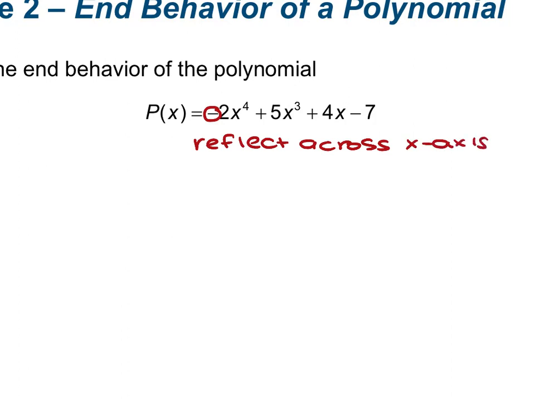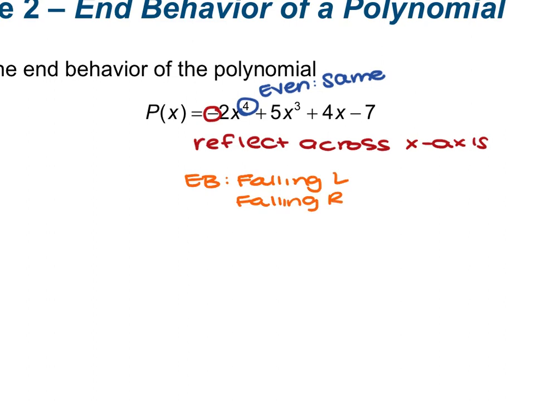From there, look at the highest power that you have there. The degree of this polynomial tells you what type of polynomial or line you're going to have on that coordinate plane. Your highest degree is 4, so it's even. Our end behavior is going to be the same, so we're either both going to be rising or both going to be falling. What happens when you reflect? It opens down, so we're both going to be falling. So for your end behavior here, we have falling to the left and falling to the right.